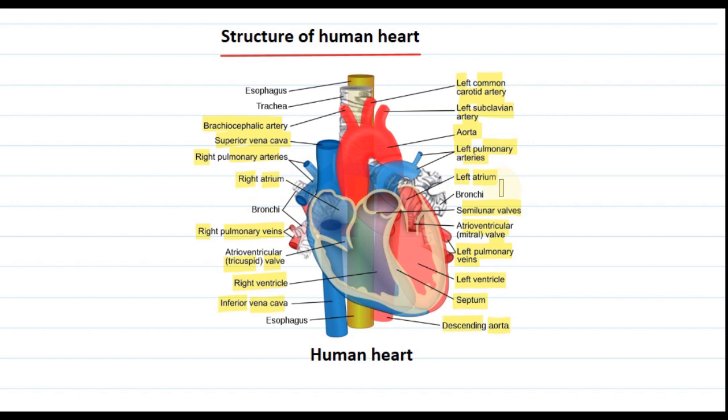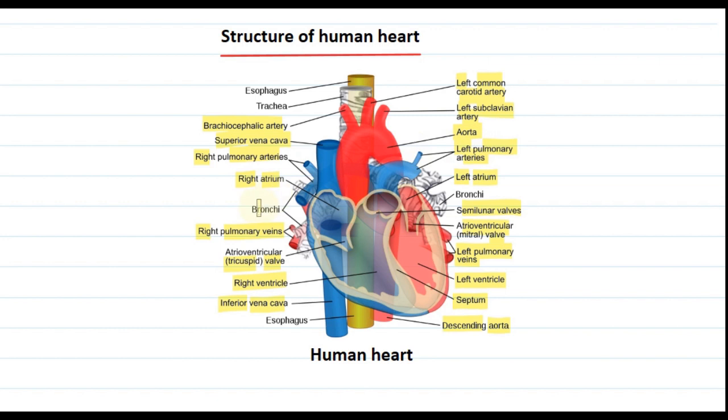Then after the atria, we discussed the lower chambers of our heart called the ventricles. Again, there are 2 ventricles. One is the left ventricle and the other is the right ventricle. Then we learned about the aorta, which is the main artery that carries oxygenated blood.